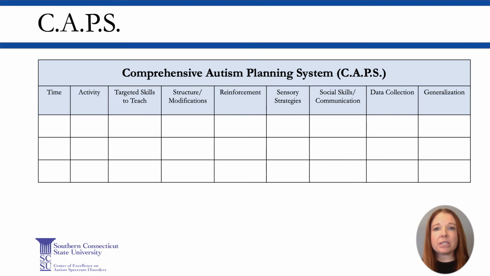You can see that it takes the student's schedule as it pertains to time and activity and breaks down what will be targeted during those times, what strategies will be put in place, and what data will be collected. This type of matrix really highlights the important parts of the IEP document and brings to light how this will be implemented throughout a student's day.